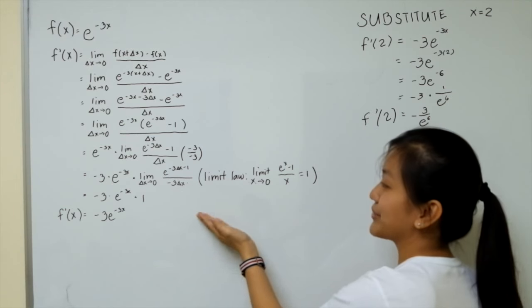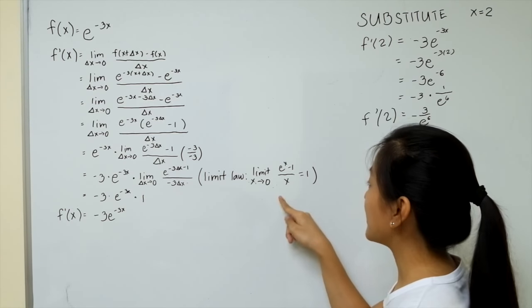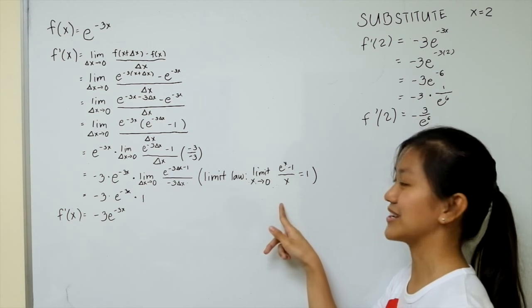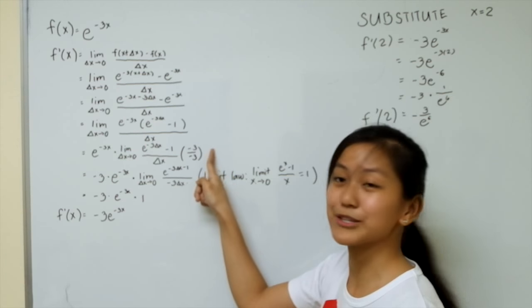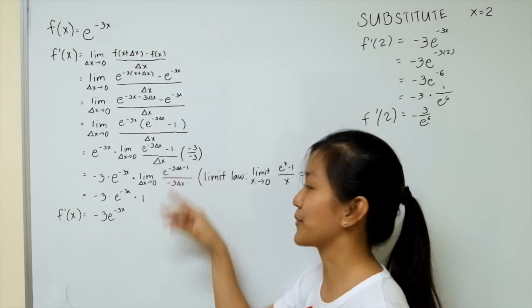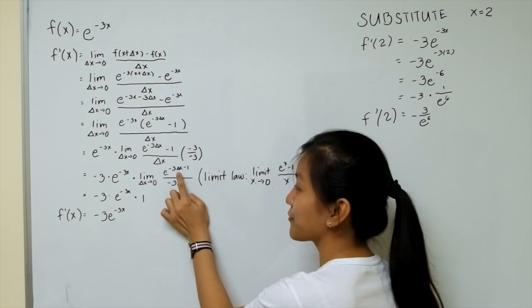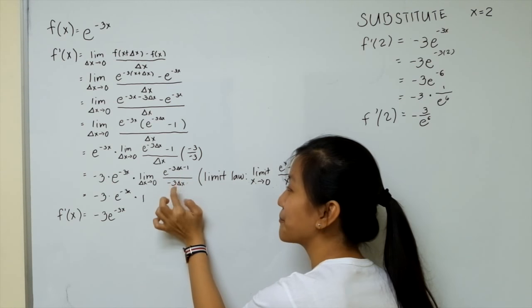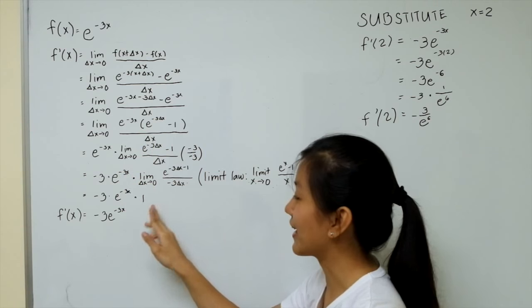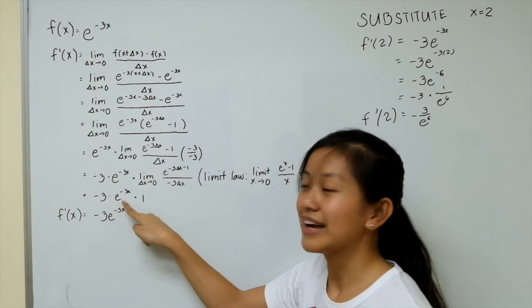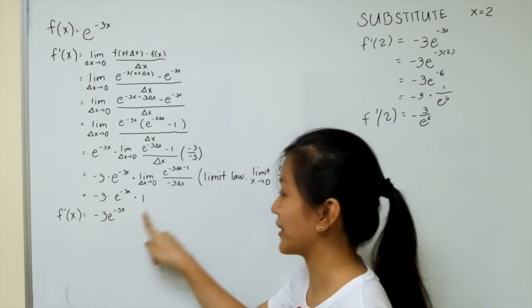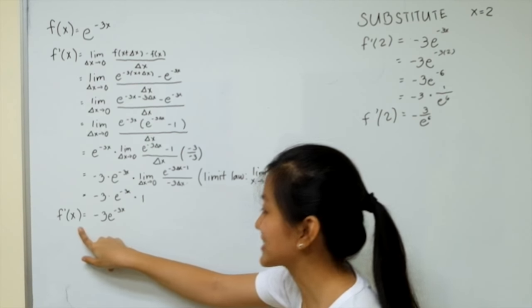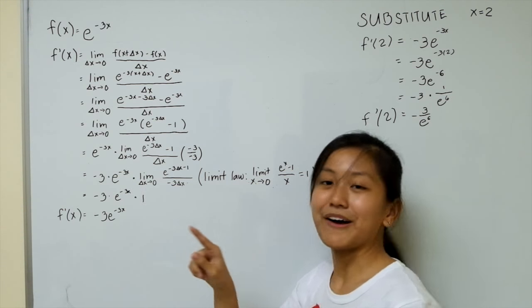When you're left with this form, we can make use of the limit law, which is the limit of e to the power of x minus 1 all over x, as x approaches 0, is equal to 1. And so that was the purpose of multiplying the negative 3 over negative 3 in the previous part of the solution. Because the negative 3 delta x and the negative 3 delta x are the same, you can just take the entire expression as a 1. So it's negative 3 times e to the power of negative 3x times 1, and your final answer for the derivative, your f prime of x, is equal to negative 3 e to the power of negative 3x.